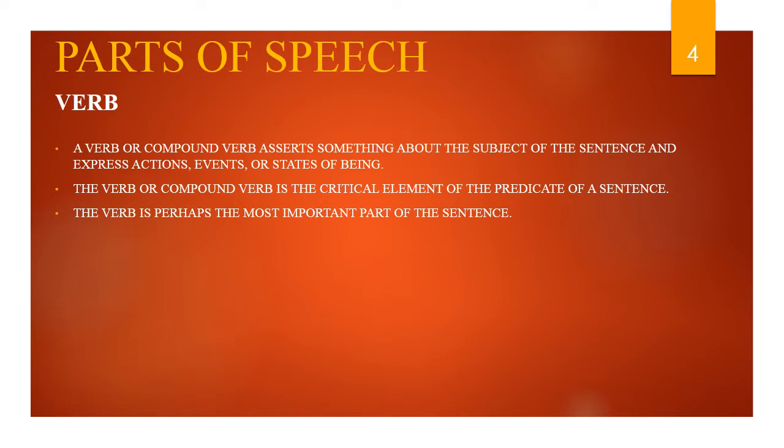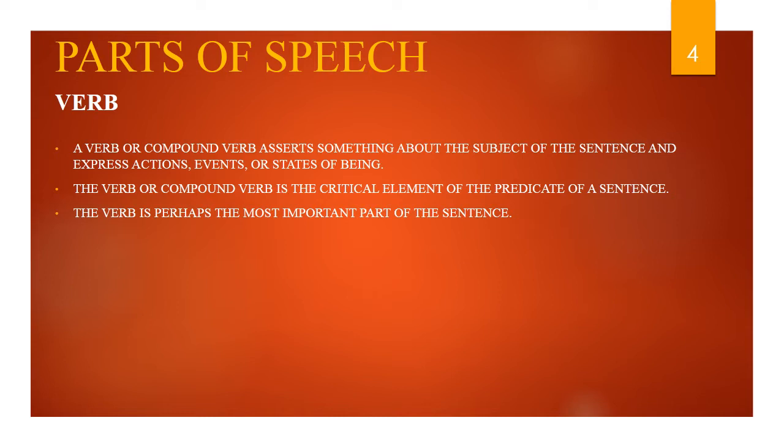The verb shows that something is happening, and perhaps it is the most important part of the sentence. Without a verb, a sentence cannot be called a sentence. For a sentence, subject, verb, object, and sense are required. A verb or compound verb asserts something about the subject of the sentence and expresses action, events, or state of being. The verb or compound verb is the critical element of the predicate of a sentence.